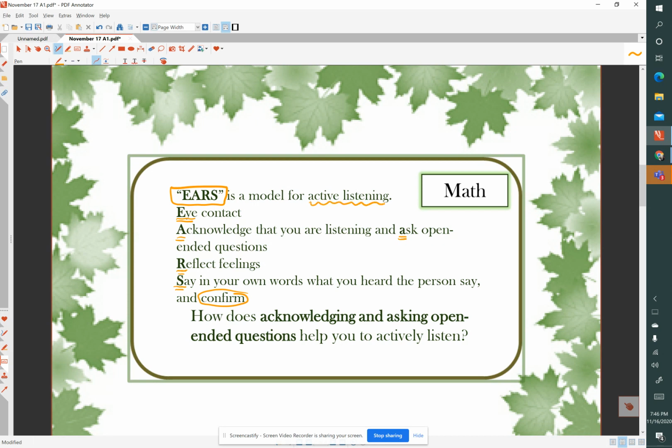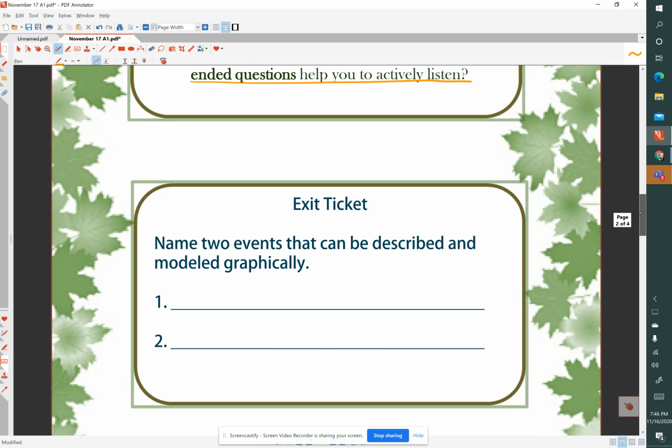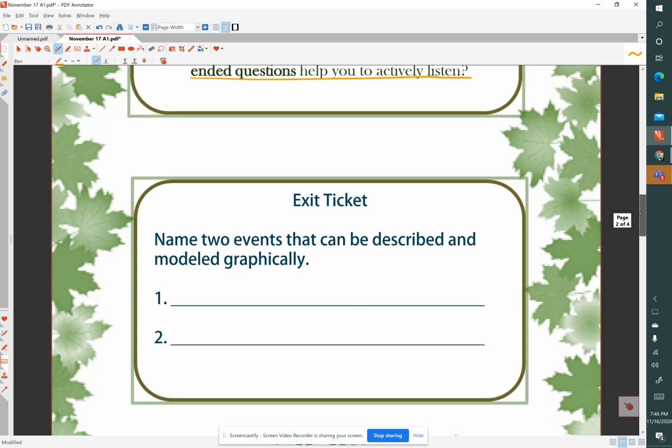Active listening will take you a long way in life. It's a great skill to have. And my question is, how does acknowledging and asking open-ended questions help you to actively listen? What is the big deal with this second part, the A in EARS? How could that help you to be an active listener and help you to gain more friends and accomplish more in life?